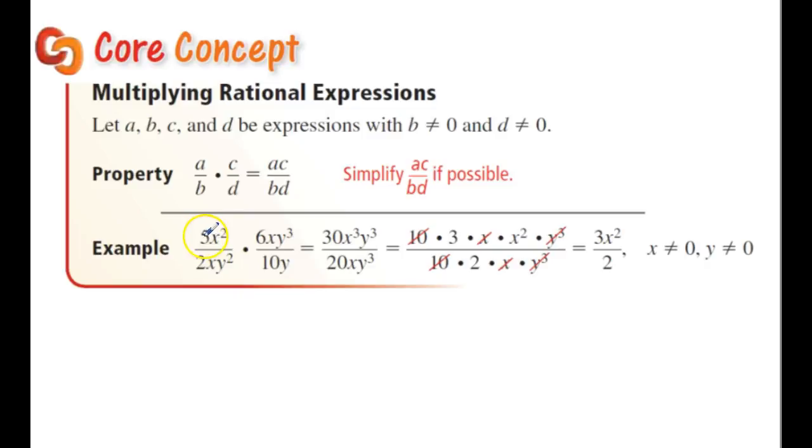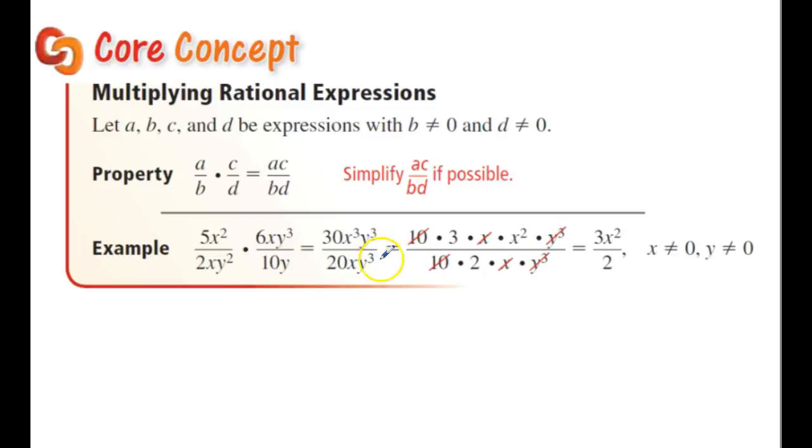So here is what I can also see in this example. I'm going to deal with everything individually, right? So 5x squared times 6xy cubed. Well, 5 times 6 is 30. I end up with x cubed because x squared times x gives me x cubed, and y cubed. So then I can multiply my denominator. I'm going to have 2xy squared times 10y, so I end up with 20xy cubed.